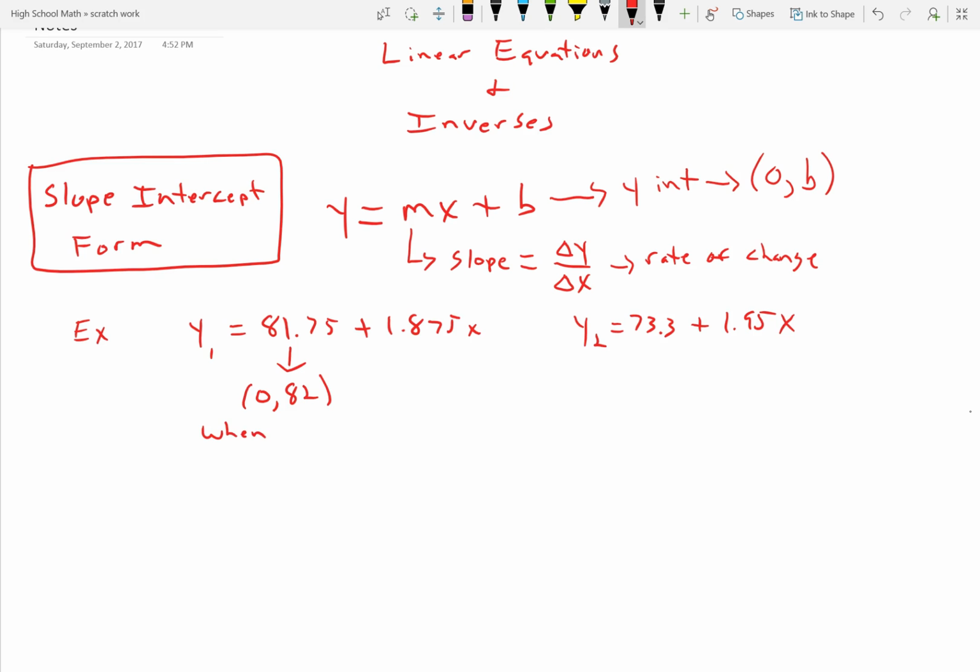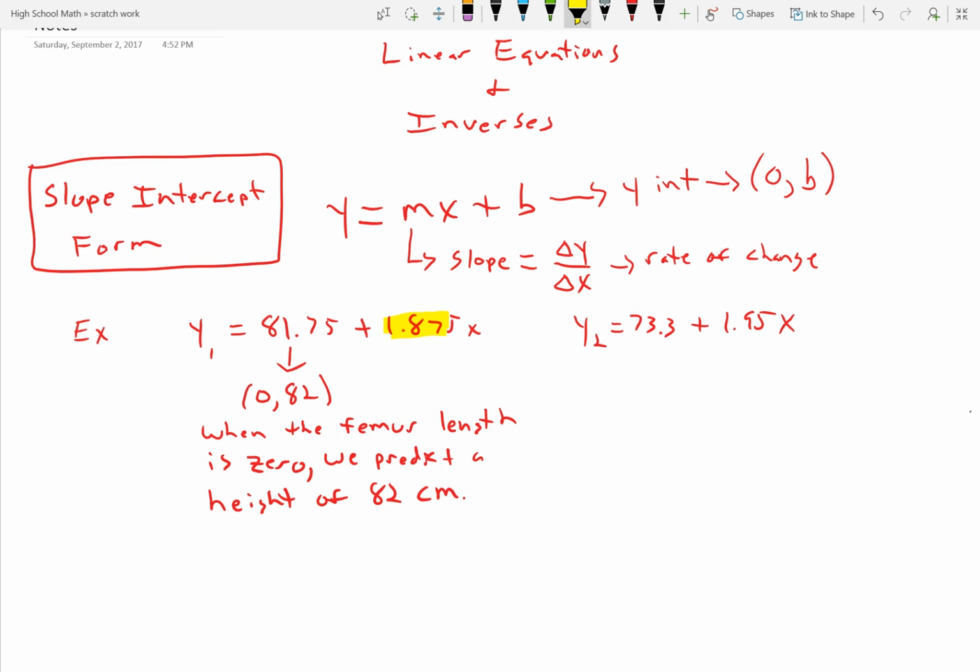So when the femur length is 0, we predict a height of 82 centimeters. This is, of course, nonsensical. You can't have a femur length of 0. That would be no leg. So often when you create a linear regression, the y-intercept may be meaningless in context.